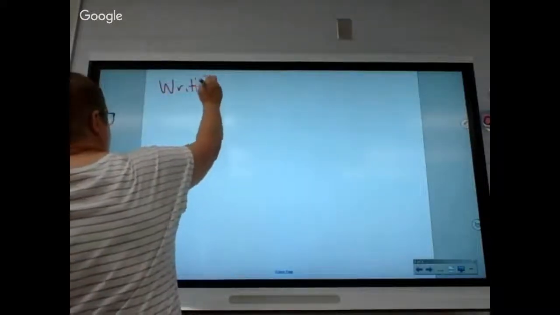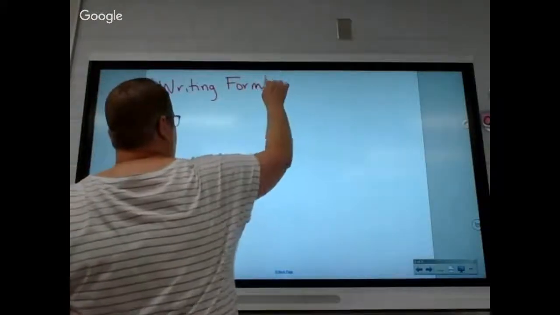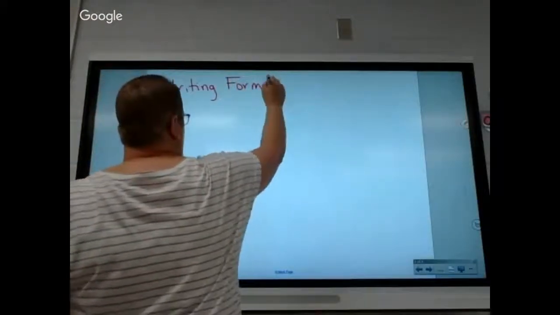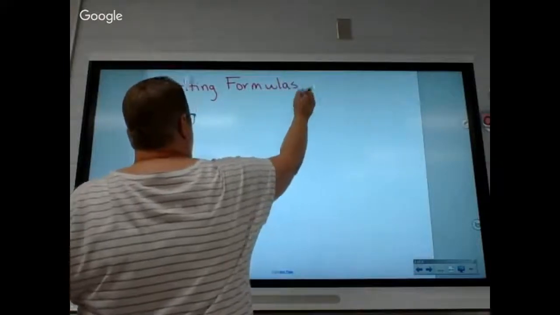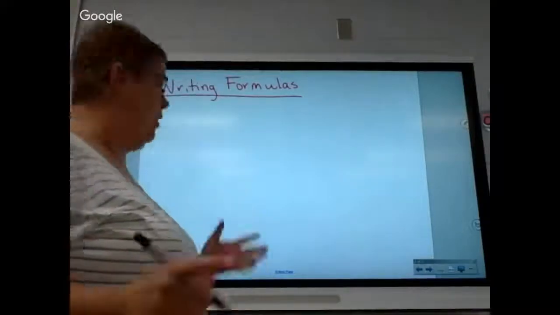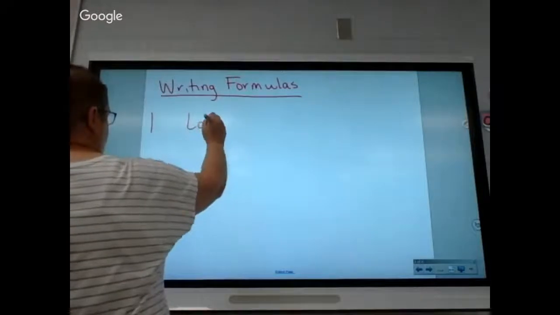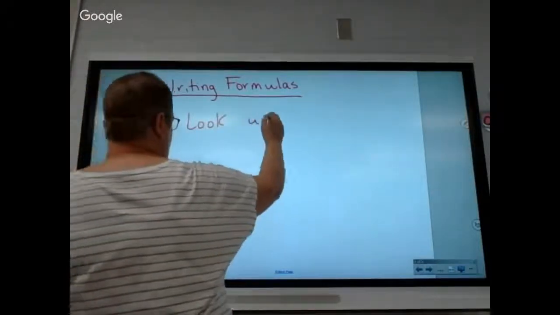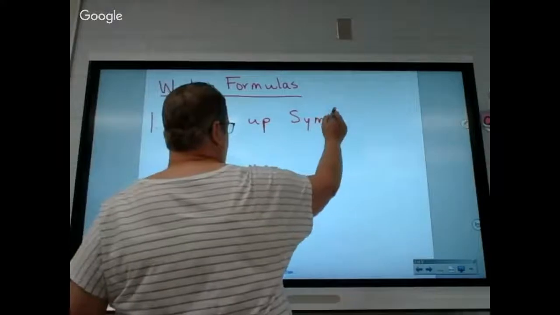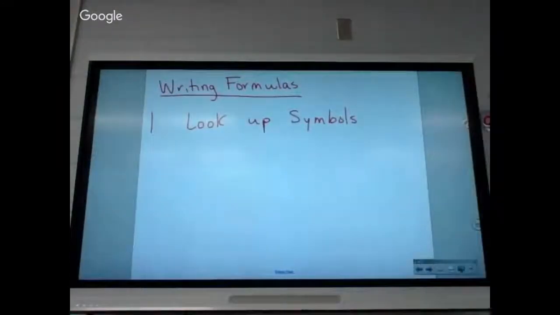All right, so we're going to start with writing formulas. Now, the nice part about these steps that we're going to write down, we only have to write them one time because the steps are the same for down here and for next week, so we don't have to write them twice. Number one, look up the symbols. Some of you are like, she really wrote that down? Yes, because if you give me the wrong symbol, it's wrong. There is no partial credit.